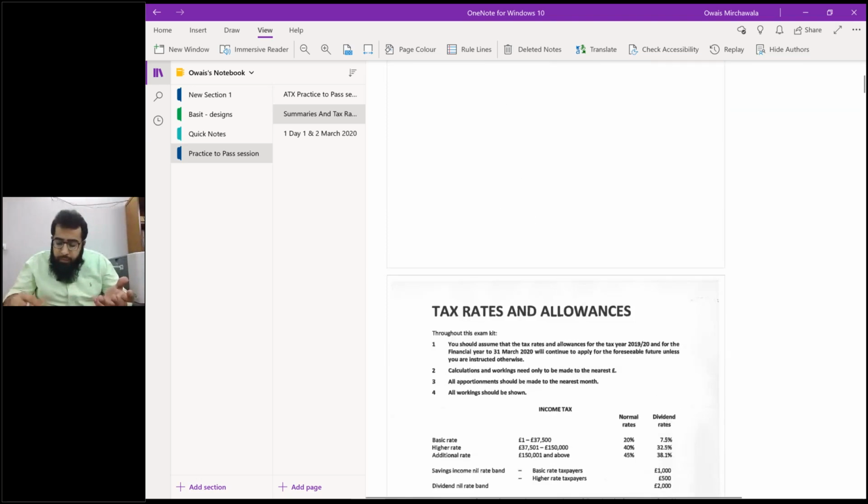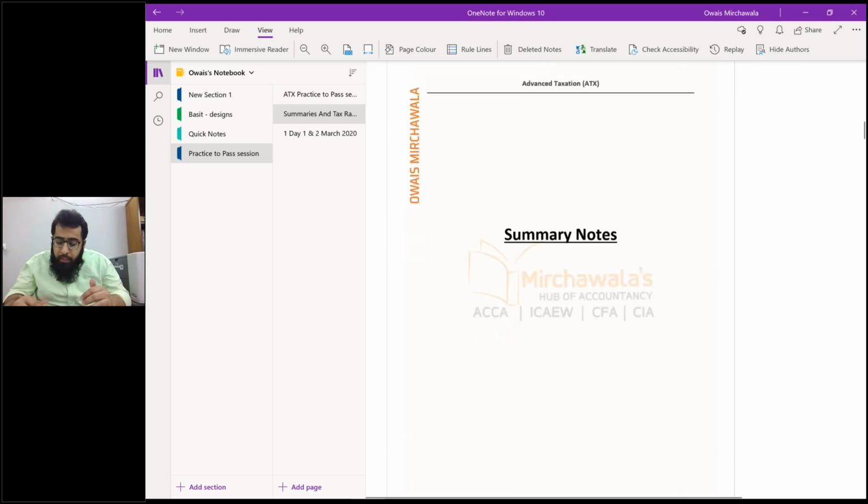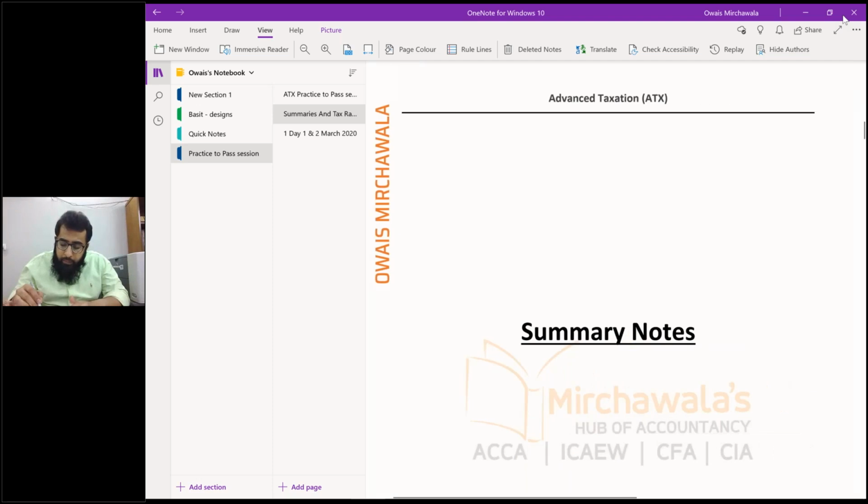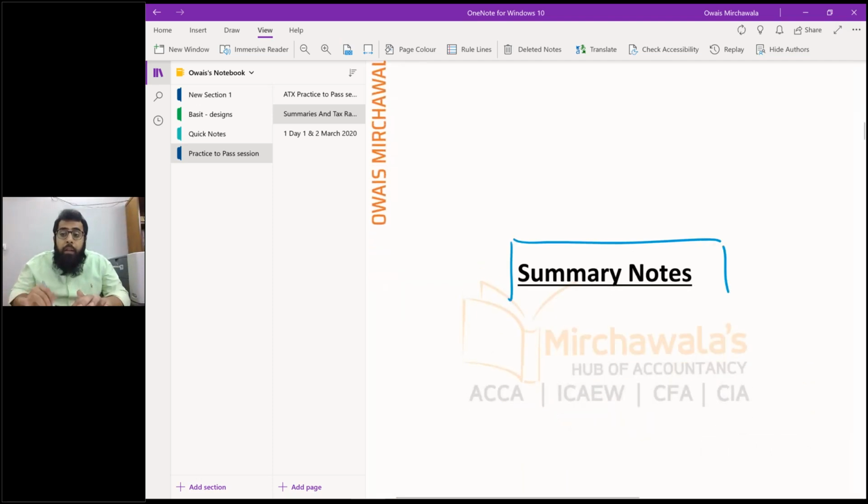The tax rates are obviously what you will get in the exam, but the summary notes, you will have these summary notes too. You can access them in the handouts portion of the session.